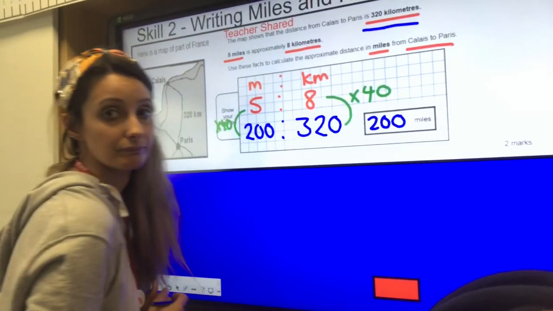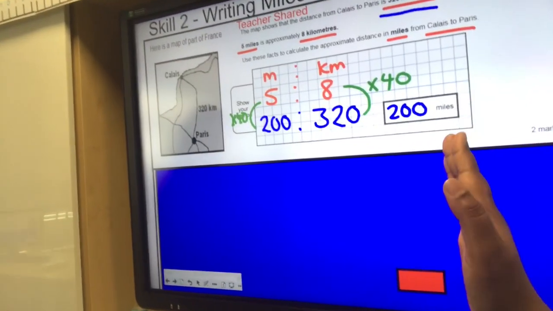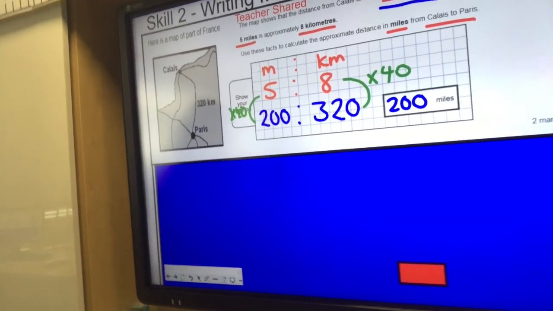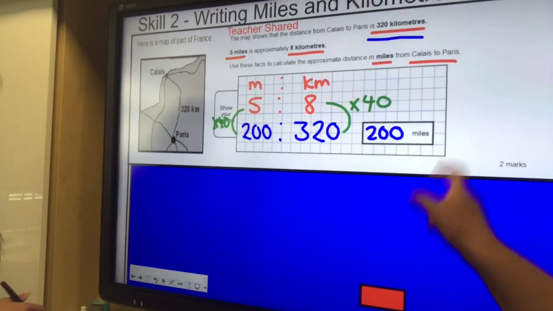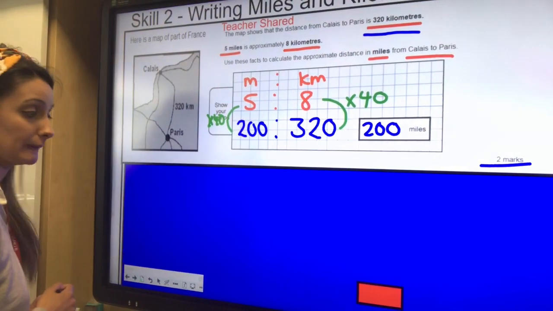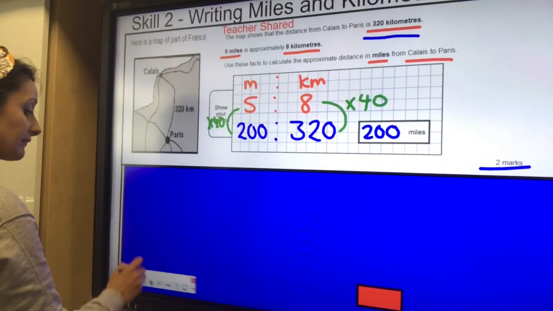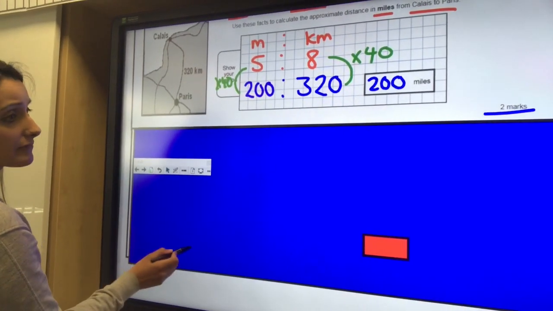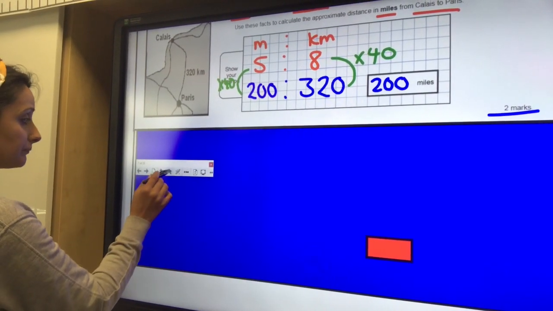Good. Now, if they wrote that whole 200 with the ratio sign 320 in that answer box, they wouldn't get the answer, despite having the correct answer within it. Yeah. It's just asking for the miles. And you'll notice it's worth 2 marks here. Okay. So have a look, go back on that if you need the explanation again. If you don't, let's have a go at this one on your own.